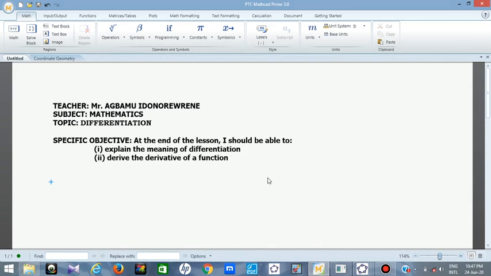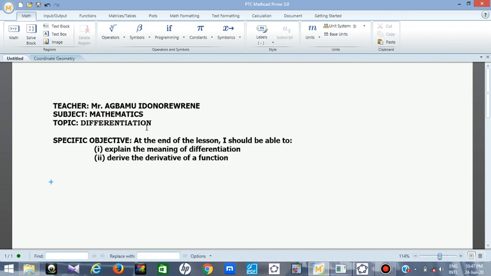In today's class, I'm going to teach us the basics of differentiation in calculus. My objectives for today's class are to explain the meaning of differentiation and to derive the derivative of a function. Okay, so let's start with what is differentiation.